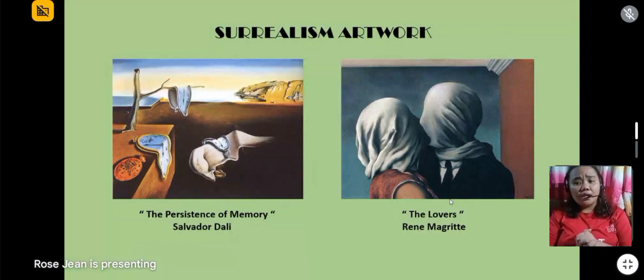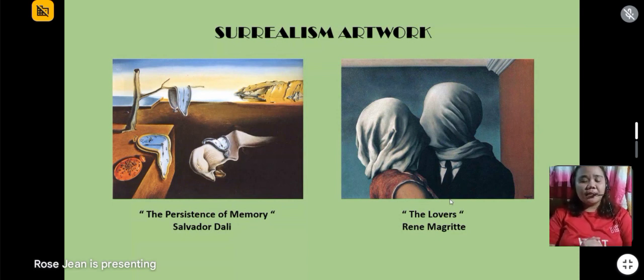So while The Lovers by René Magritte, this painting portrays two lovers kissing, but their faces are obscured by cloth, challenging the viewer's perception of identity and intimacy.